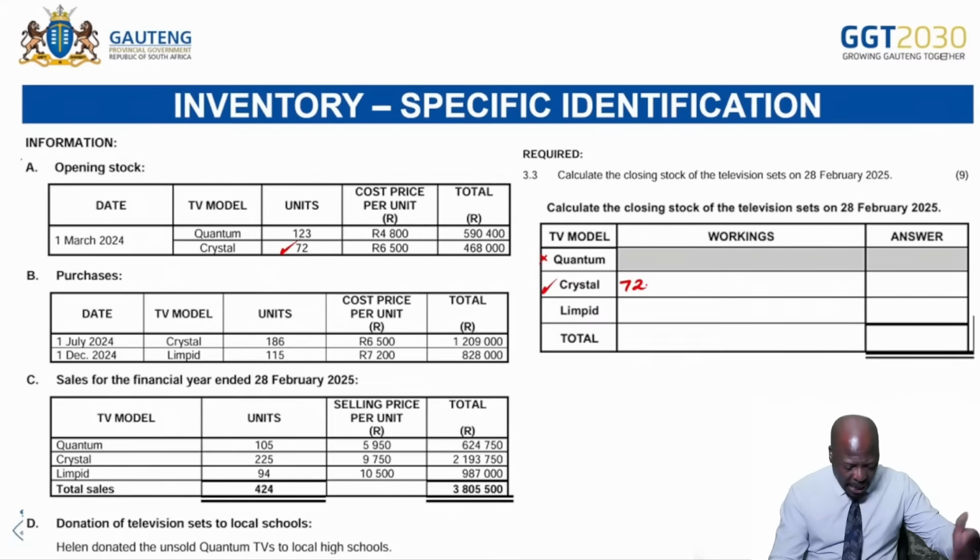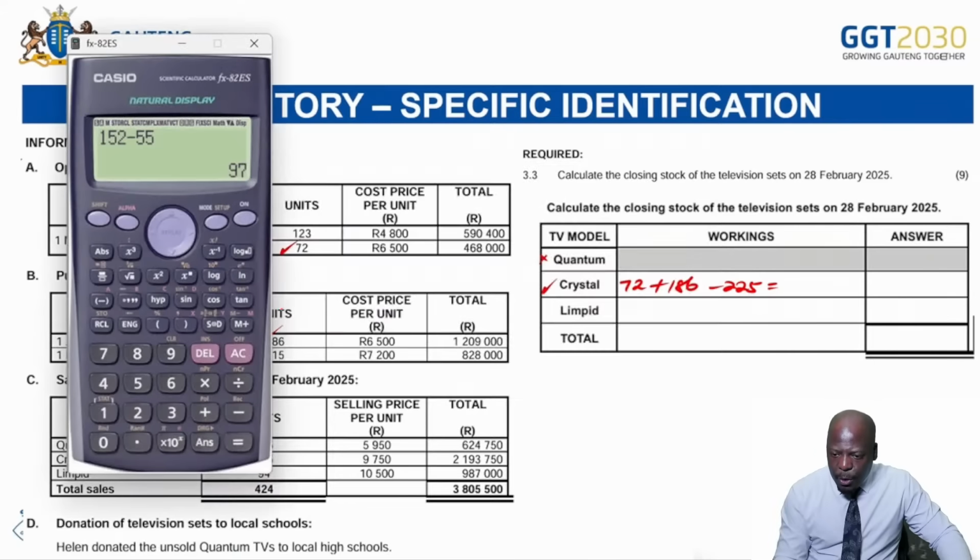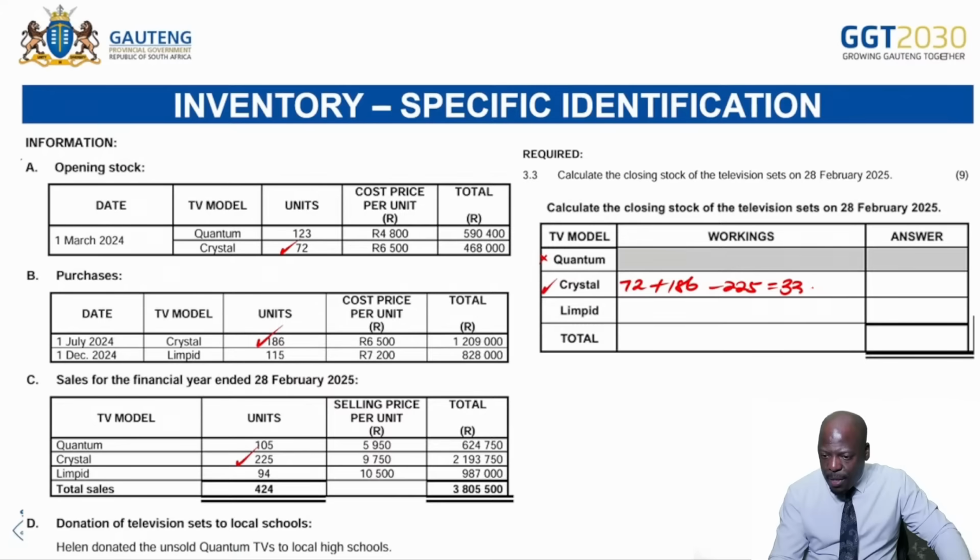You remember what we did earlier on. So it's going to be my 72. Then I'm going to add my 186. Do it again together with me. Plus my 186. And then I'm going to subtract the ones sold, minus the 225 that have been sold. That means I'm going to remain with how many now? Let's see if we can do that together. It's going to be your 72 plus the 186 minus the 225, and that's going to give me 33. That means we have 33 units at the end.